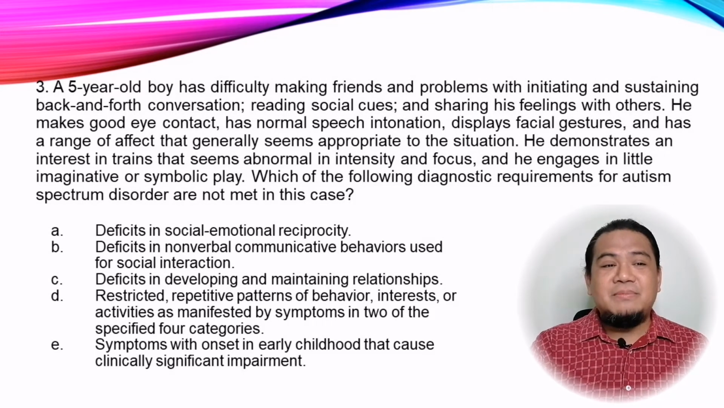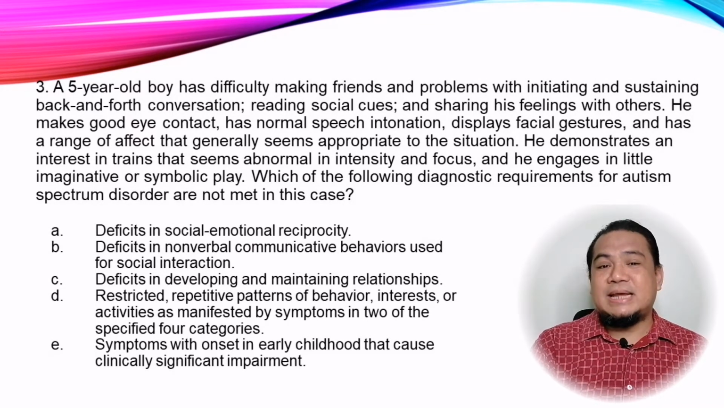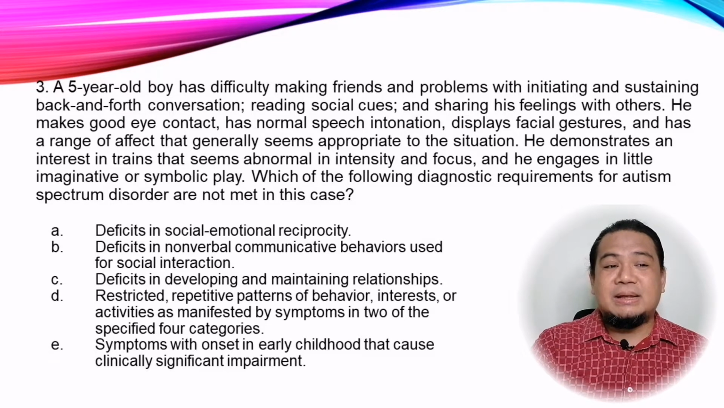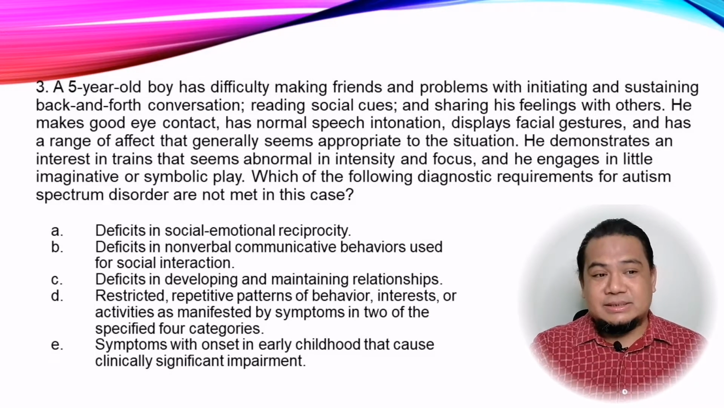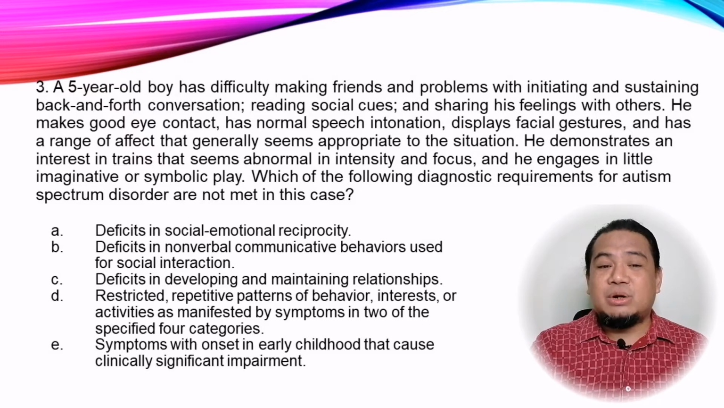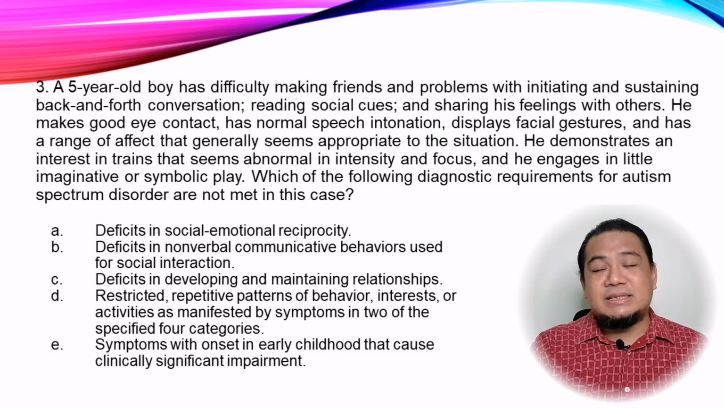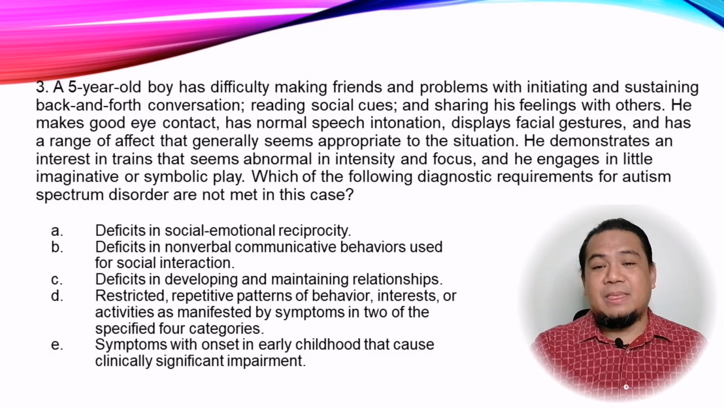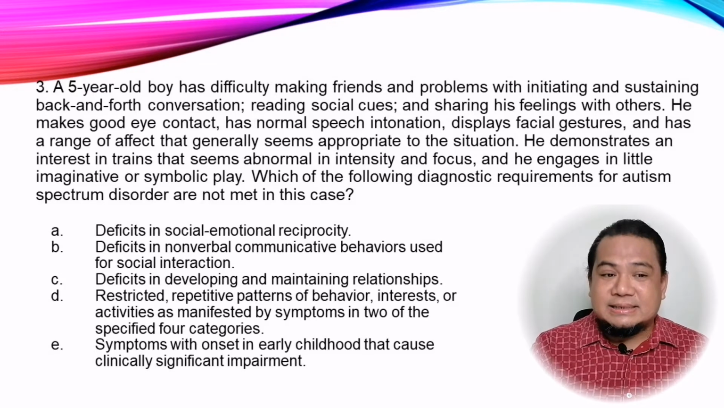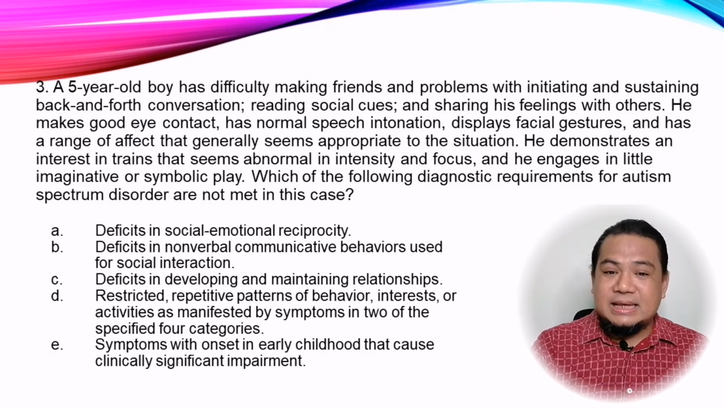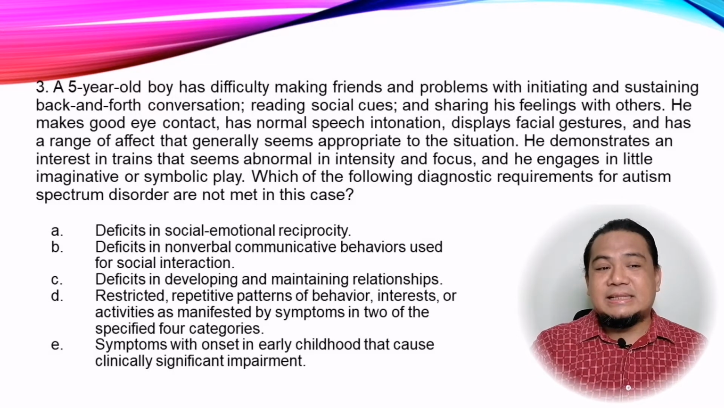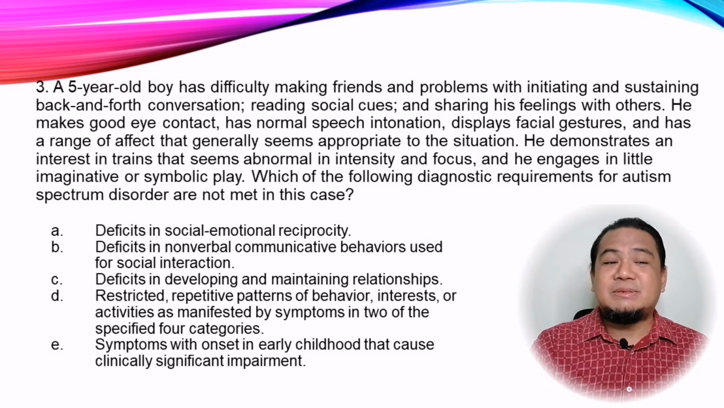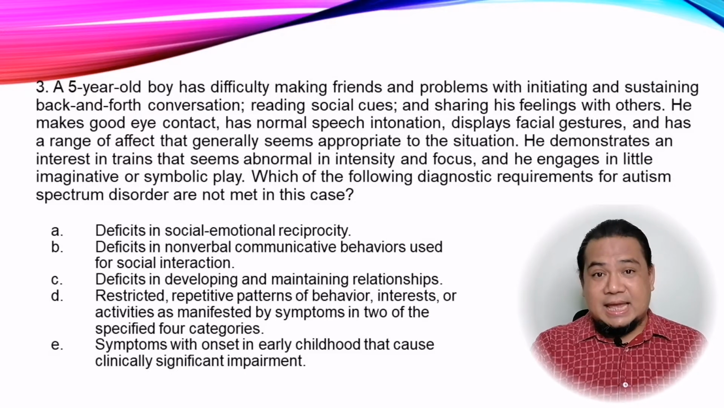Number 3. A 5-year-old boy has difficulty making friends and problems with initiating and sustaining back and forth conversation, reading social cues, and sharing his feelings with others. He makes good eye contact, has normal speech intonation, displays facial gestures, and has a range of affect that generally seem appropriate to the situation. He demonstrates an interest in trains that seems abnormal in intensity and focus. He engages in little imaginative or symbolic play. Which of the following diagnostic requirements for autism spectrum disorder are not met in this case?